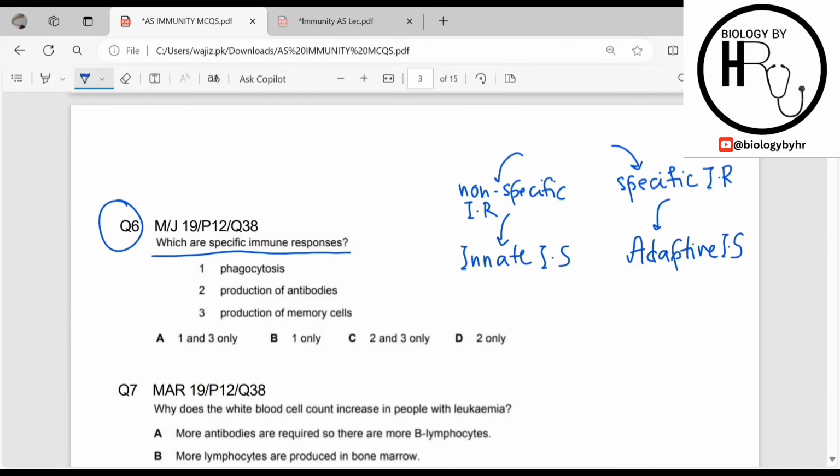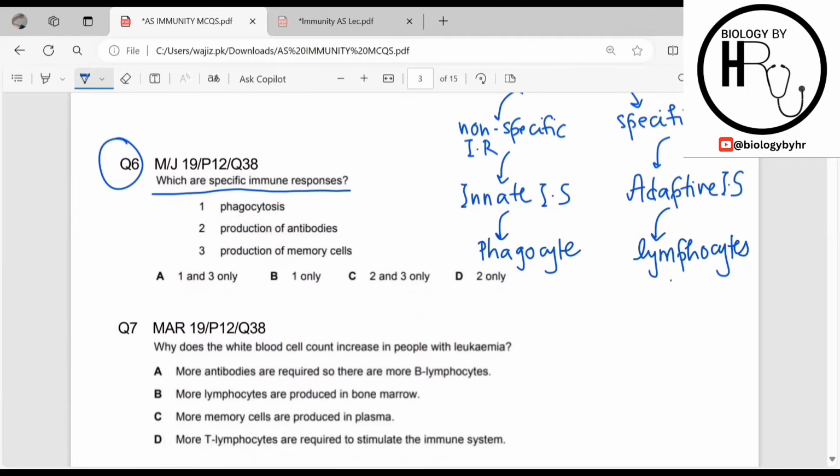If I talk about the white blood cells involved in the innate immune system, we know that the white blood cells that carry out non-specific immunity in our body are the phagocytes. And if I talk about the specific immune response, the white blood cells involved in it are the lymphocytes. Lymphocytes are the white blood cells that are involved in the specific immune response.